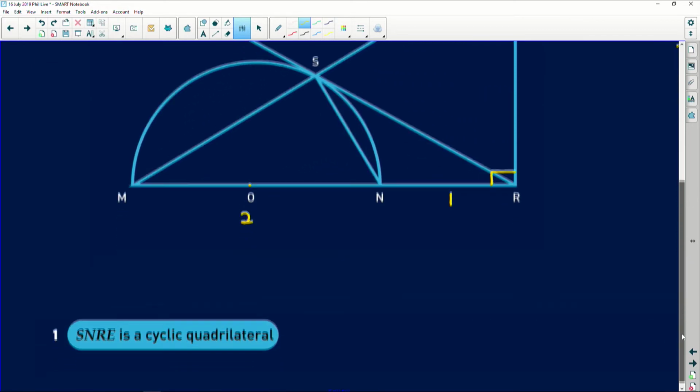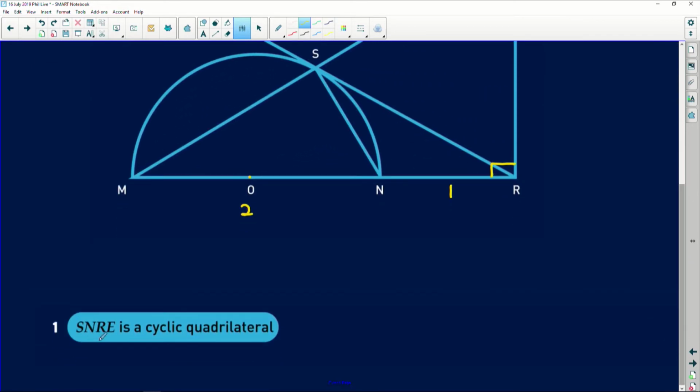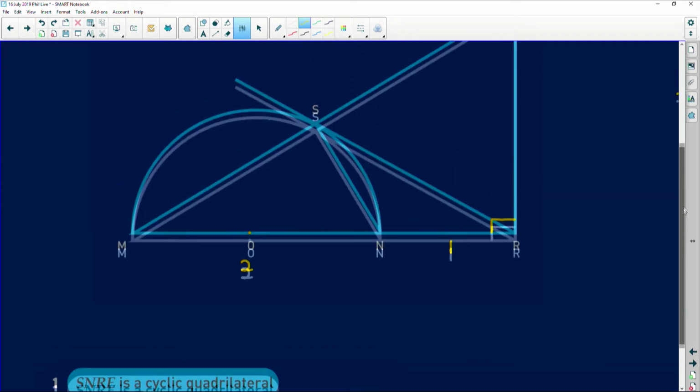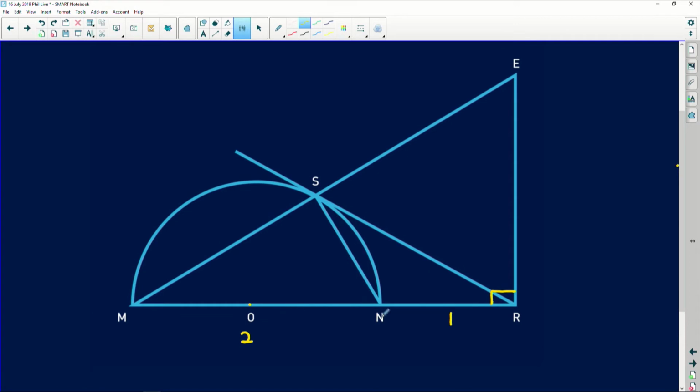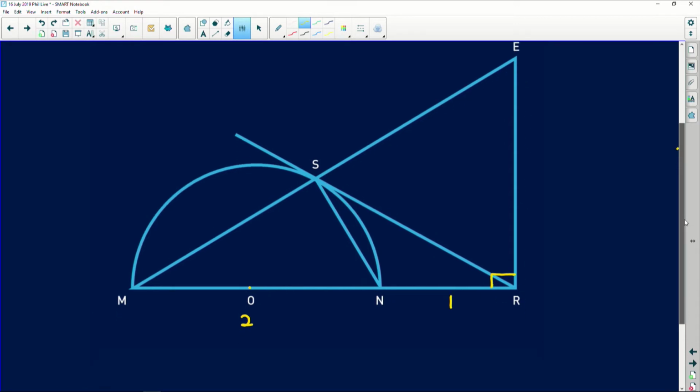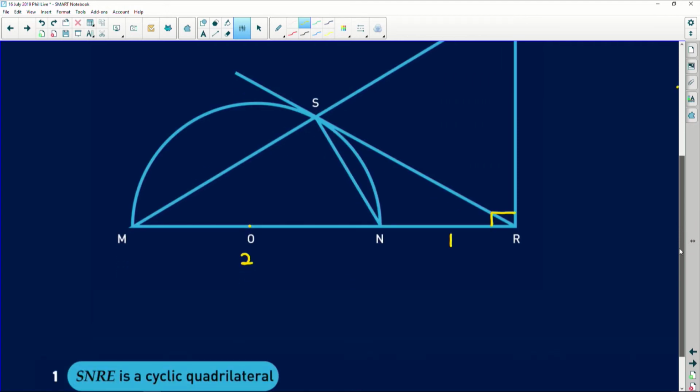Firstly, it says to us, prove that SNRE is a cyclic quadrilateral. Okay, so SNRE is this quad over here. Now, remember, immediately when you're trying to prove cyclic quadrilateral, you need to try and prove one of three things, essentially. Firstly, that all 4 points lie on a circle. We don't have that. We don't have a circle around this quad, so we can't say that.